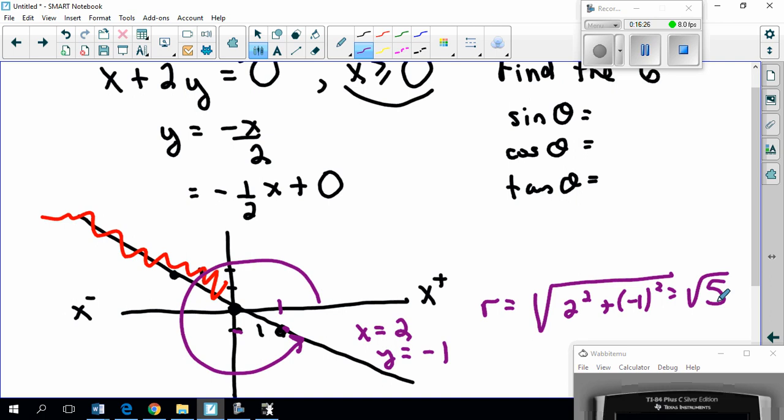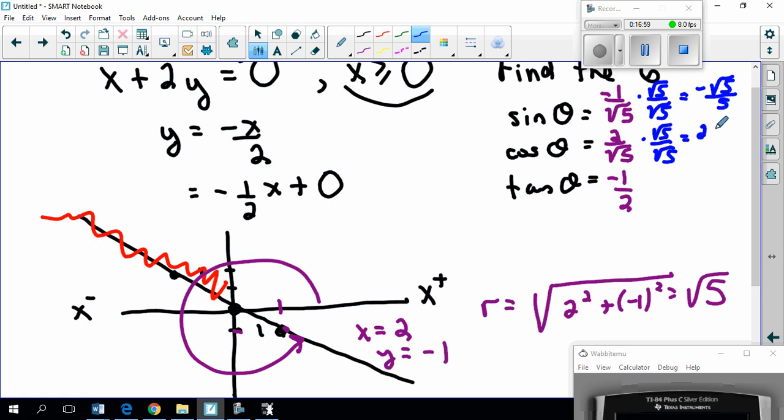So I can answer the 6. Sine, negative 1 over the square root of 5, cosine, 2 over the square root of 5, and tangent, negative 1 over 2 because it's y over x. Unfortunately for you, we must rationalize. You get really good at this. Minus the square root of 5 over 5, 2 square root of 5 over 5, and then the reciprocals.